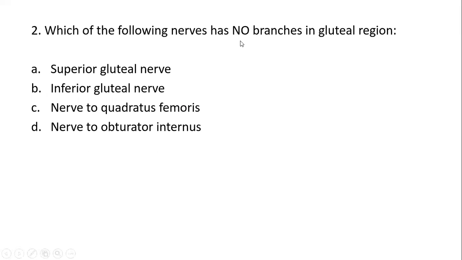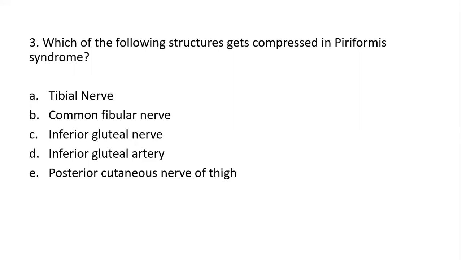Which of the following nerves has no branches in the gluteal region? Superior gluteal nerve, inferior gluteal nerve, nerve to quadratus femoris, nerve to obturator internus. Again, you are supposed to pick up an incorrect option according to the question asked. So go for the exclusion strategy by picking up the nerves that actually give off branches in the gluteal region. Then you will land with the option in which that particular nerve does not give off any branch in the gluteal region.